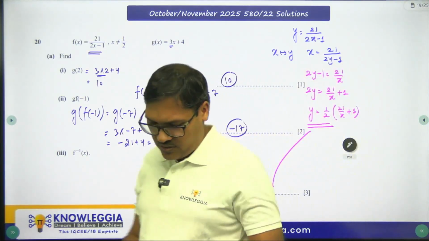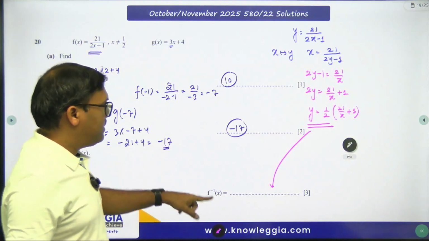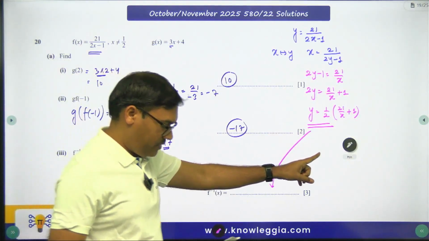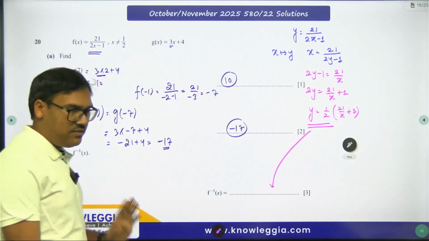So, let's check the answer. Question number 20. This is 10, negative 17. This is 1 by 2 times 21 by x plus 1. That is the answer for this question.